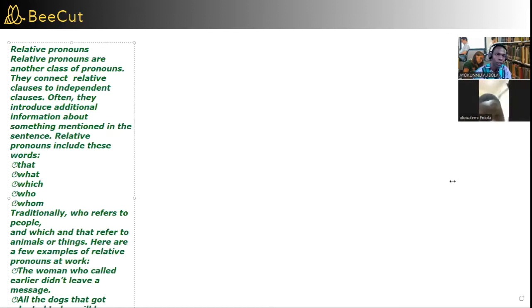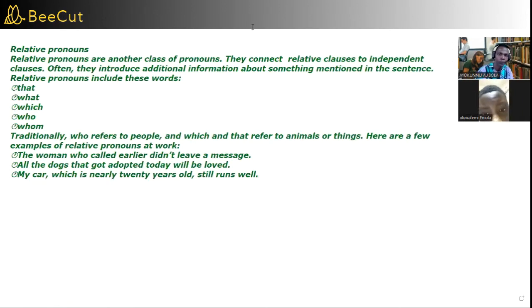About relative pronouns. Relative pronoun is another class of pronoun. They connect relative clauses to independent clauses. Often, they introduce additional information about something mentioned in the sentence. So relative pronouns, you see, are trying to join again. Relative pronouns include these: that, what, which, who, whom.